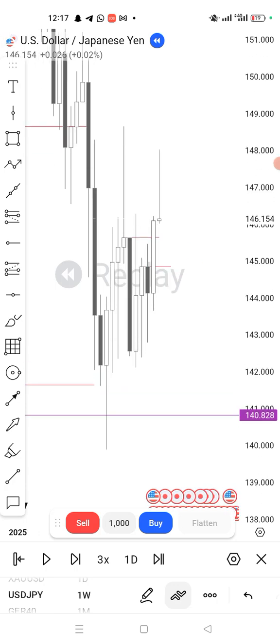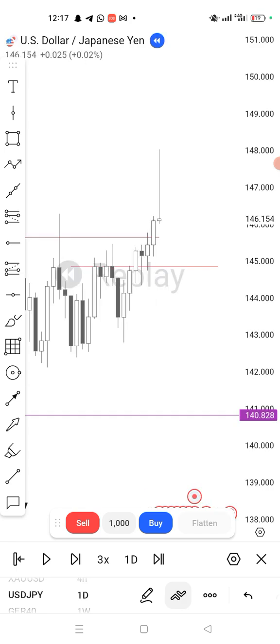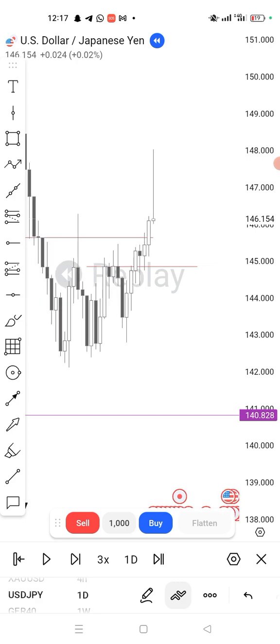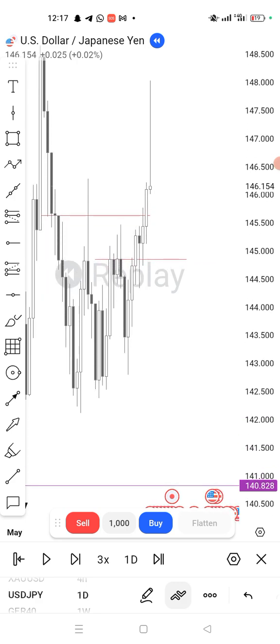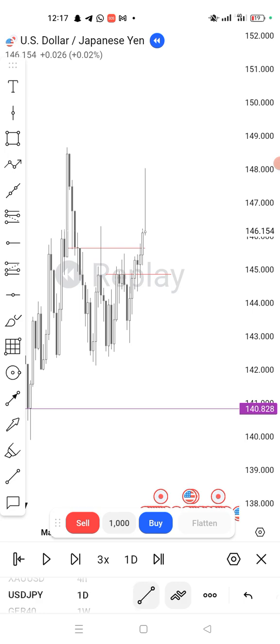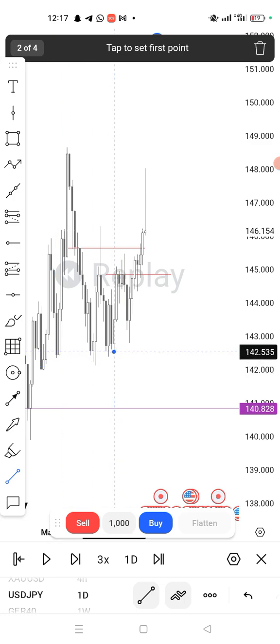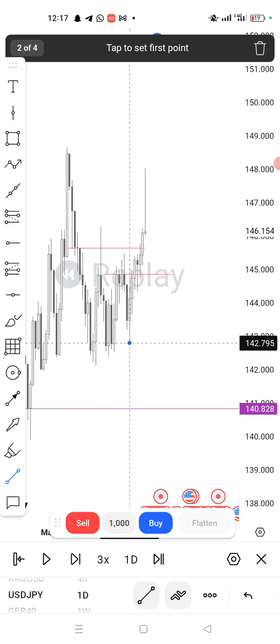I said once you have a weekly breakout, if you go to daily, you will see a range. You will see a range on daily. Now what do we have here? Let's read this price action that we have. We have a sweep here, right? We have a sweep here, sorry. We have a sweep here.